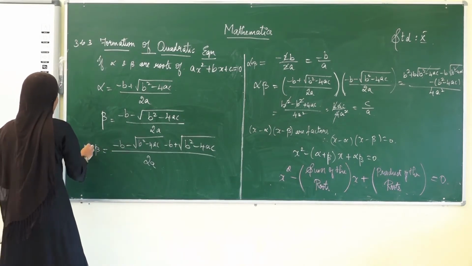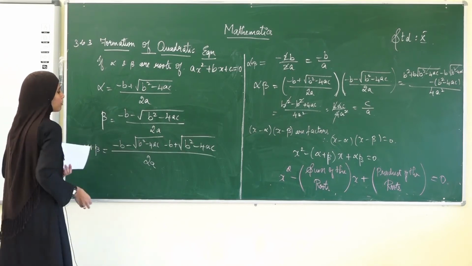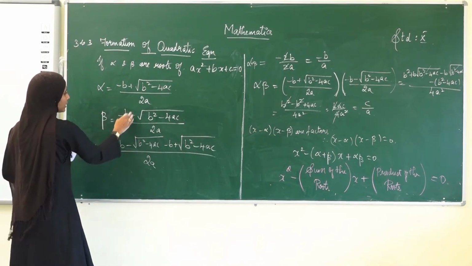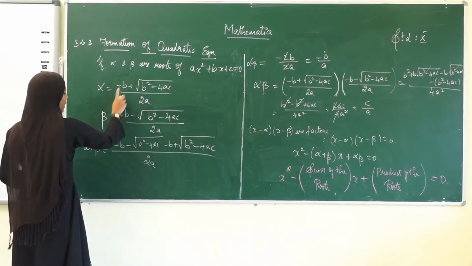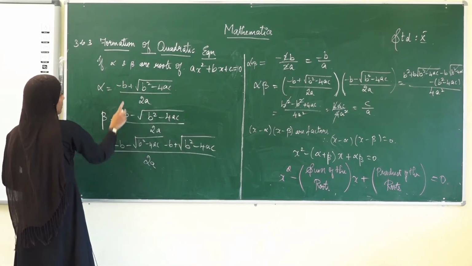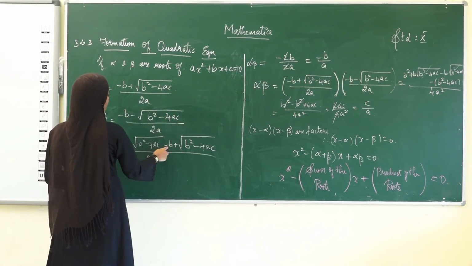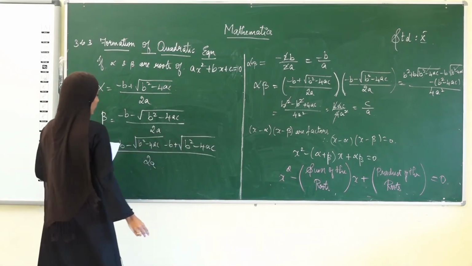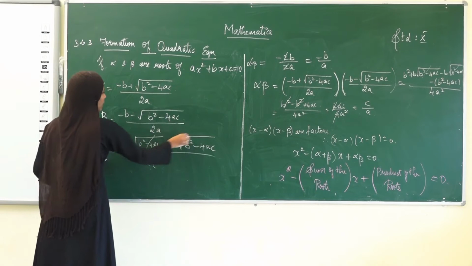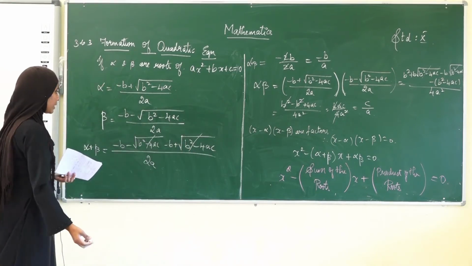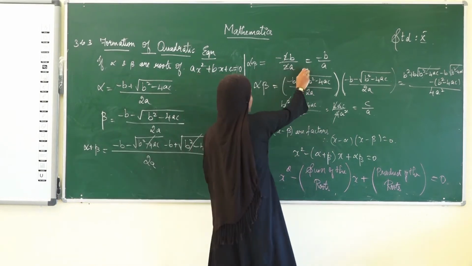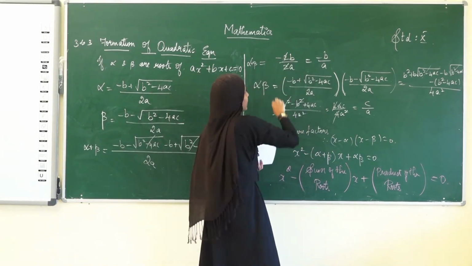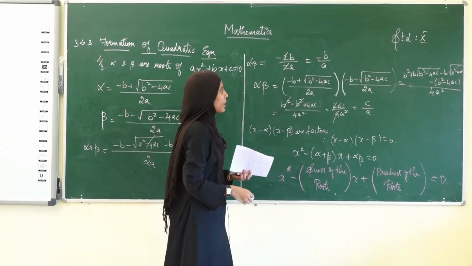Now we are finding the sum of the roots, that is alpha plus beta. On adding, the denominator is the same, therefore we take it as 2a. We are adding both: minus b minus root of b square minus 4ac, and minus b plus root of b square minus 4ac. What happens here? These are of opposite sign, therefore they get cancelled, which is equal to minus 2b divided by 2a; the 2 gets cancelled, which is equal to minus b divided by a.